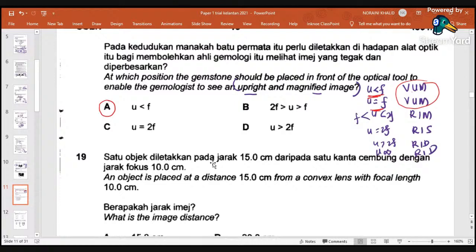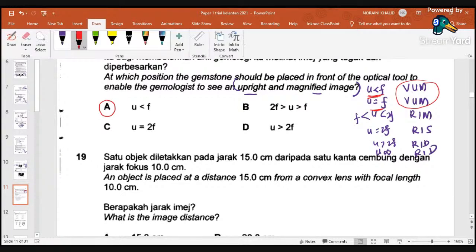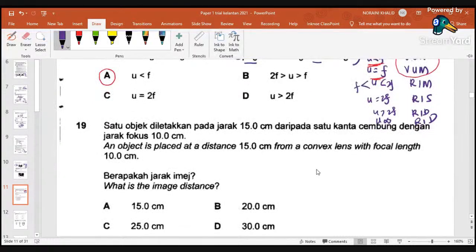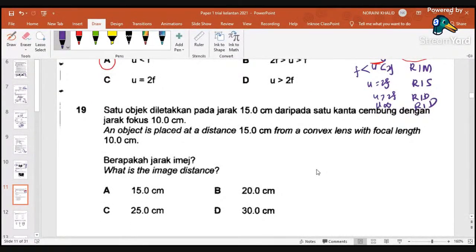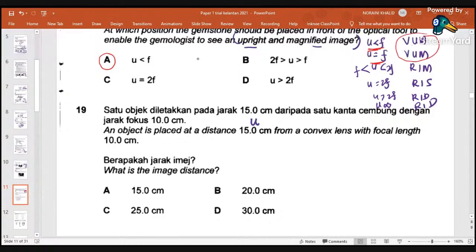Okay, number 19. An object is placed at a distance of 15 cm from a convex lens of focal length 10 cm. What is the image distance? This is the object distance. This is the focal length. You want to find V. The equation that relates these three physical quantities is the lens equation. So we can use this formula straight away.